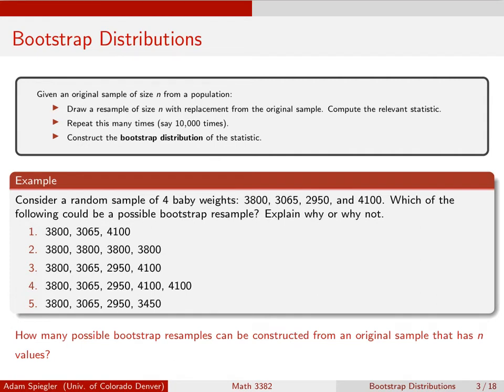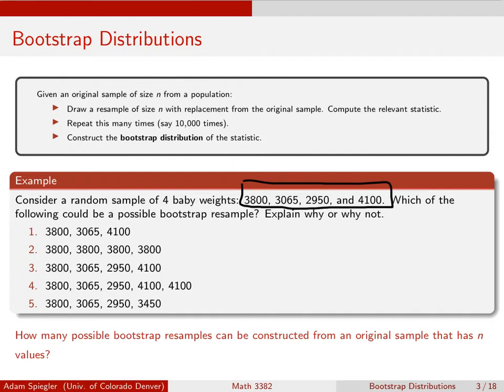Let's say our original sample, instead of 1009 values, had a more manageable amount, 4 values. Let's think about each of these 5 possible samples and see which of them could be a possible bootstrap resample and which ones not. You might want to hit pause here and try to answer this question for yourself, but I'll go through it. In the first one, we've got these 4 values.